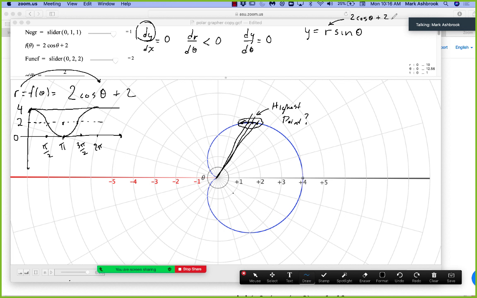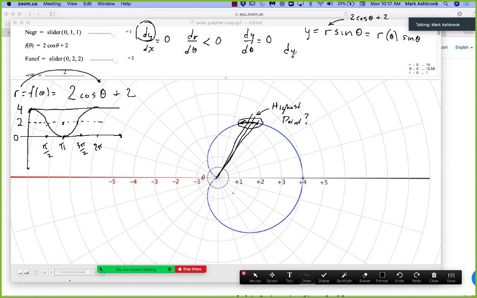So (2 cosine theta + 2) times sine theta gives me all the y values on this graph as a function of theta. And I can use that to set dy/d theta equals 0. So before we plug in the 2 cosine theta plus 2, let's just find dy/d theta generically for any r as a function of theta.